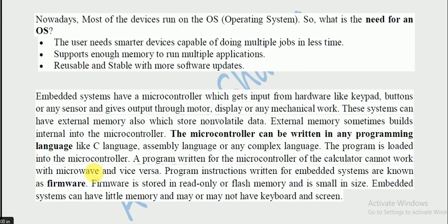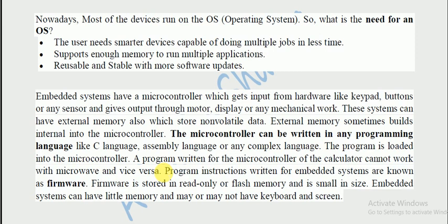Is it okay? Because these programs are only application specific. Due to this, the embedded device is application specific. So a program or the instruction that is written for the embedded system is known as firmware, whereas the programs that are written for general purpose devices are called software. So just remember the difference between firmware and software.